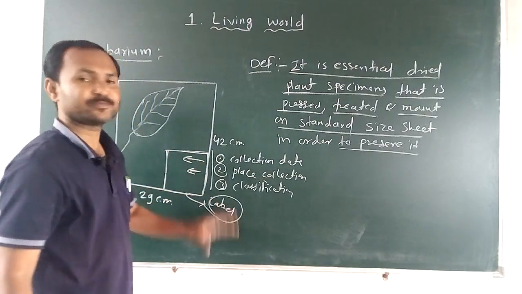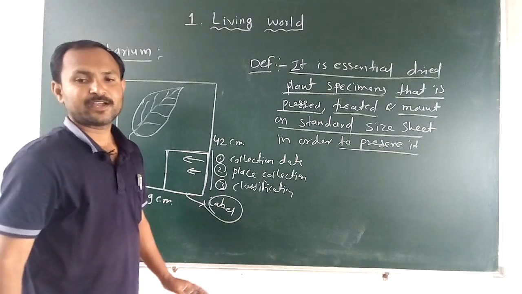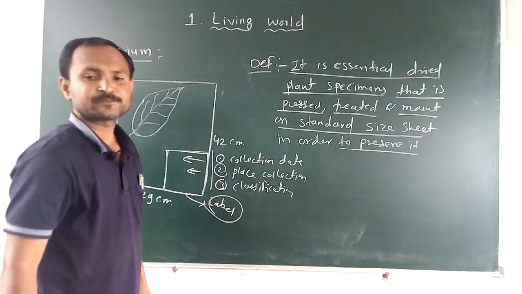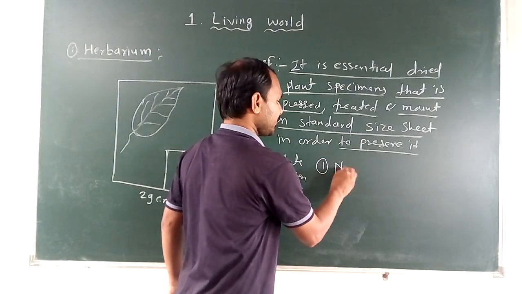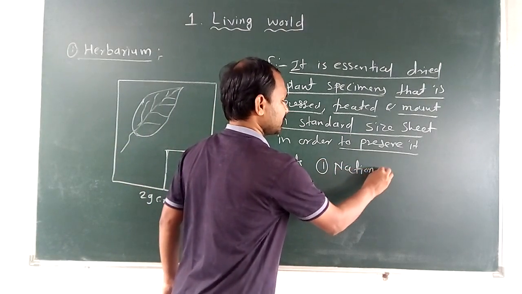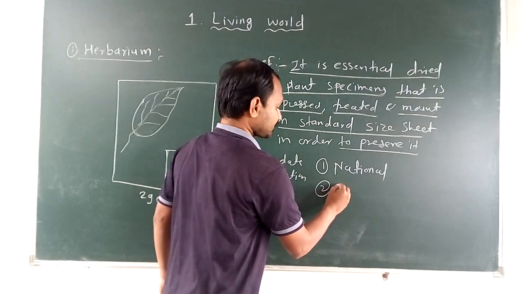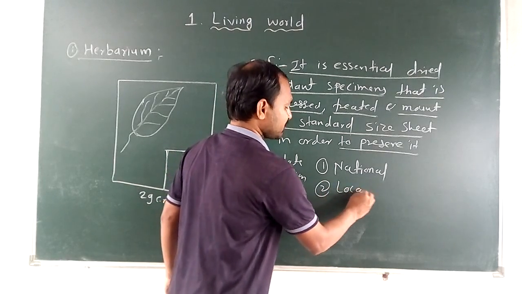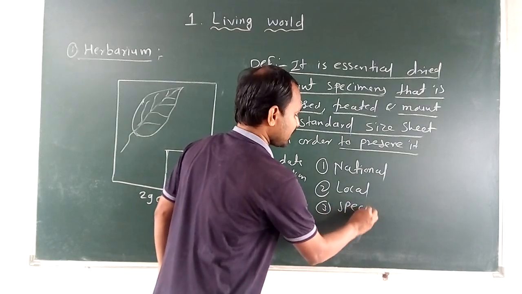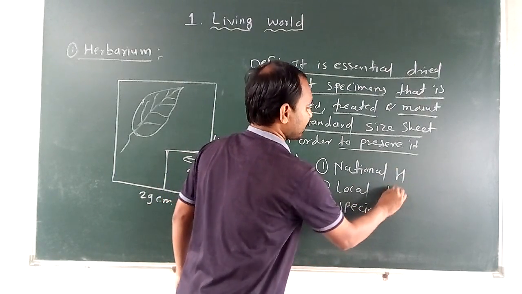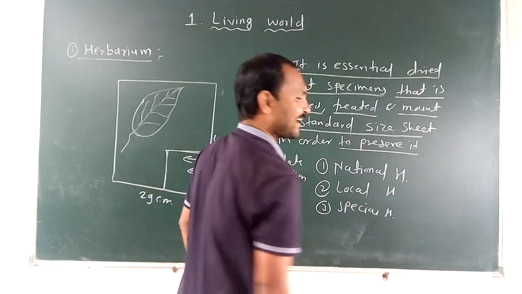This is the making of the herbarium sheet. Actually this herbarium sheet is of 3 types. We can make 3 types: national herbarium, second, local herbarium, and third, special herbarium. These are the 3 types of herbarium sheets we can prepare.